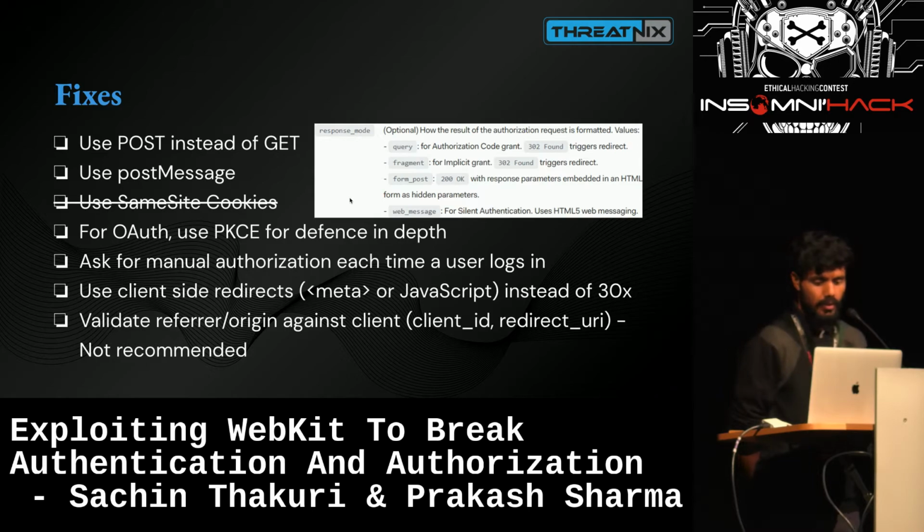The second one is to use POST methods for cross-domain communication. These two fixes are actually already available in OAuth and OpenID Connect, as can be seen in the image on the right. They can be specified via the response and scope mode parameter as long as the authorization server supports them. However, it's still necessary to disable or remove the support for query and fragment modes, which are the 302 server-side redirect modes.